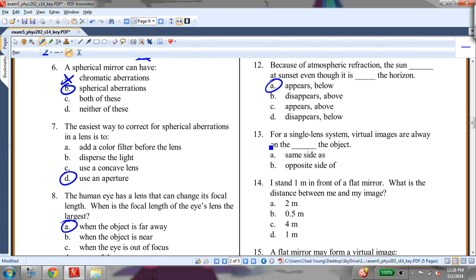For a single lens system, virtual images are always on the same side as the object. So this is like a magnifying glass. Like this is my object, this is my image. Always on the same side. This is a virtual image.